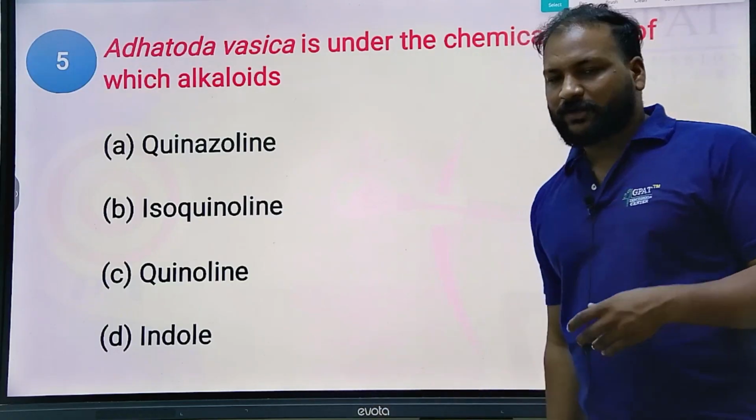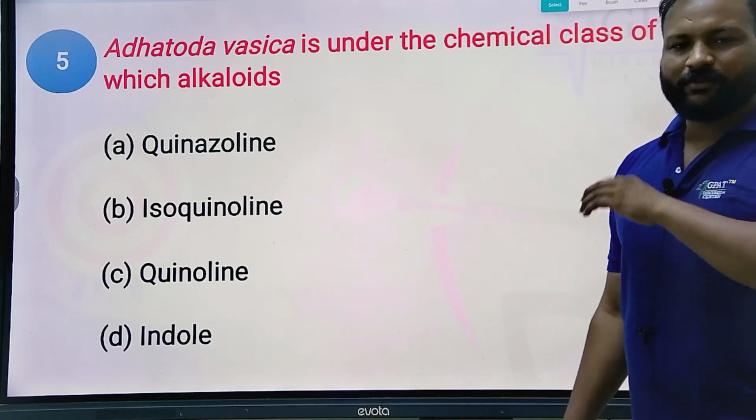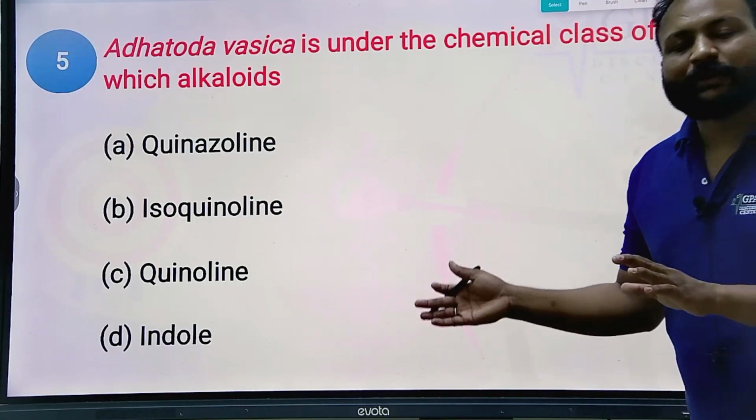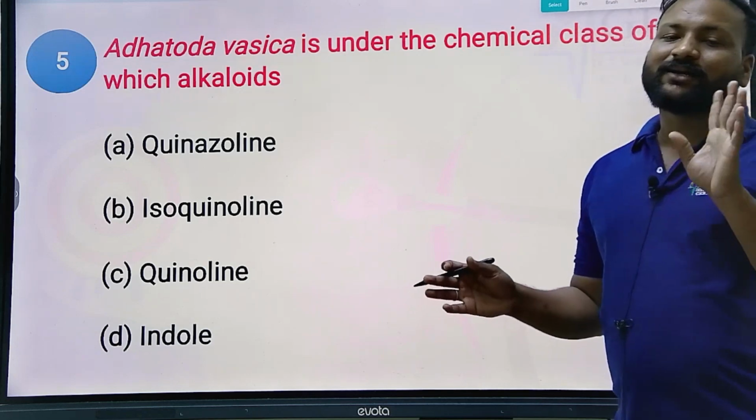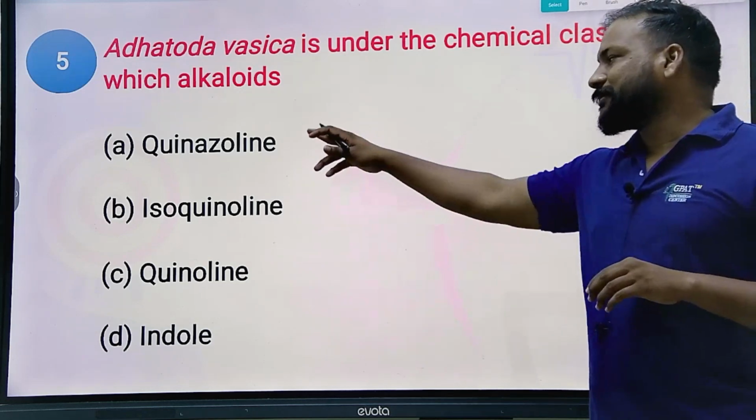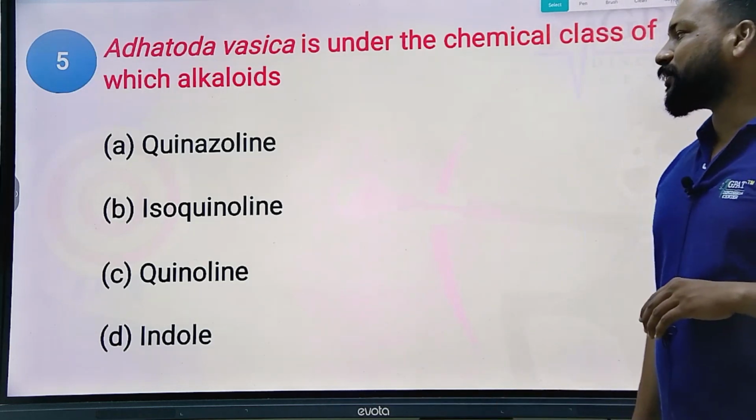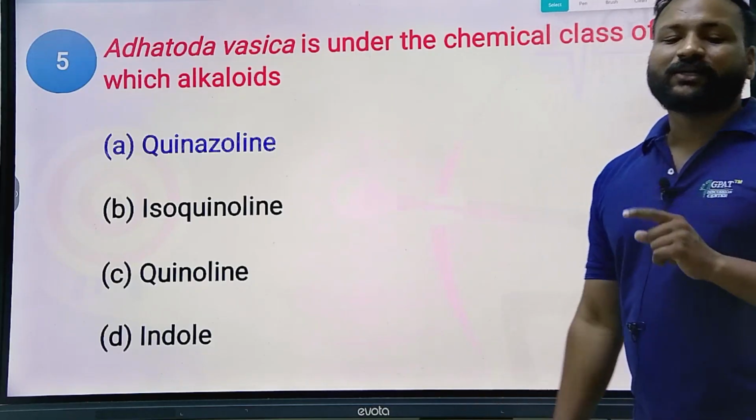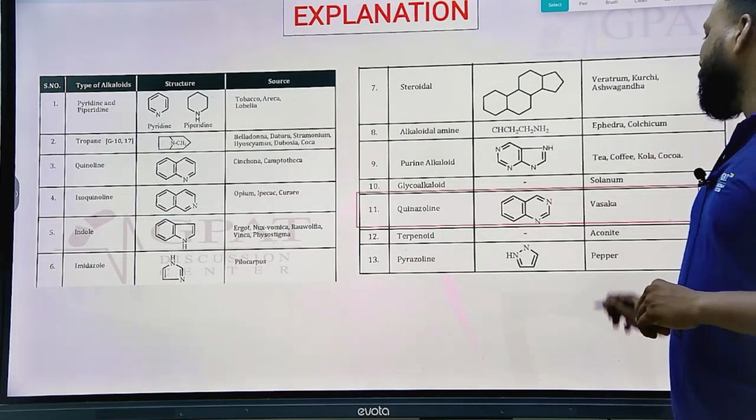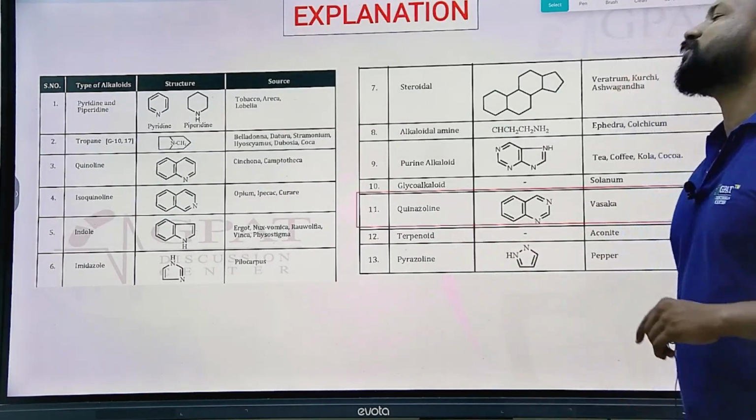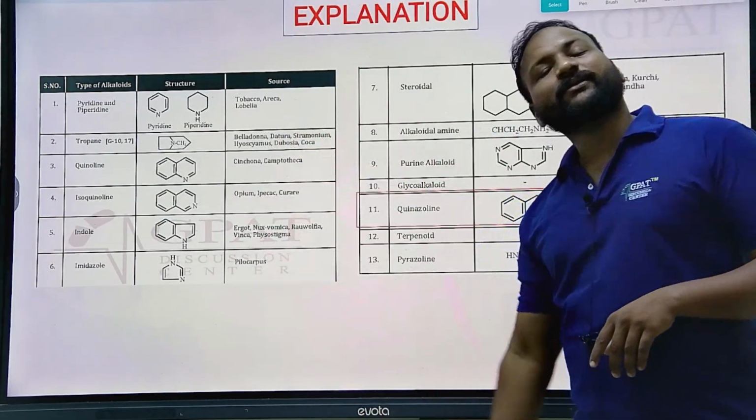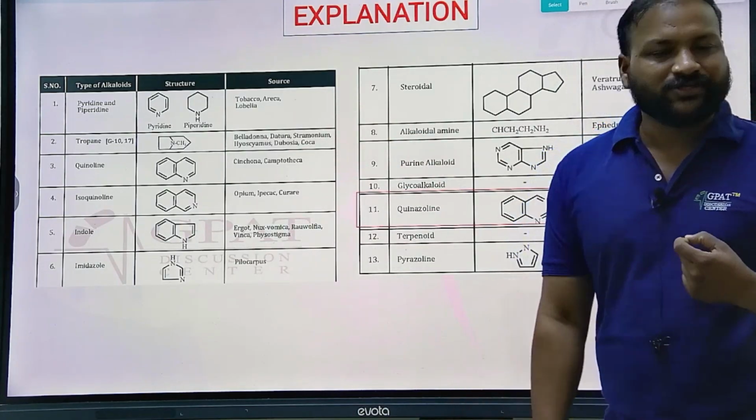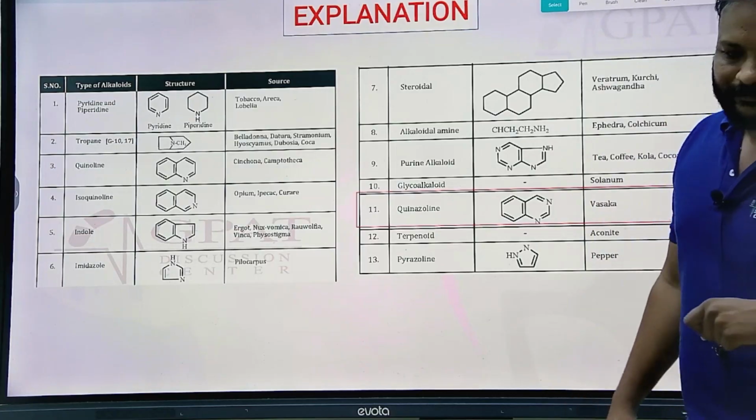We can eliminate one option, indole, because we already saw that with Rauwolfia. Remove indole. Quinoline is for cinchona and camptotheca, so remove that too. Now tell me from among these two, quinazoline or isoquinoline. Undoubtedly option A is right: quinazoline. Adhatoda vasica contains the quinazoline nucleus. This table is very important. Try to remember this classification, because example-based questions are most expected in this examination.